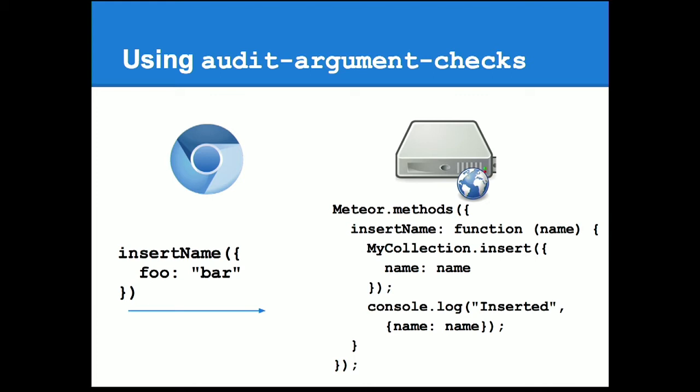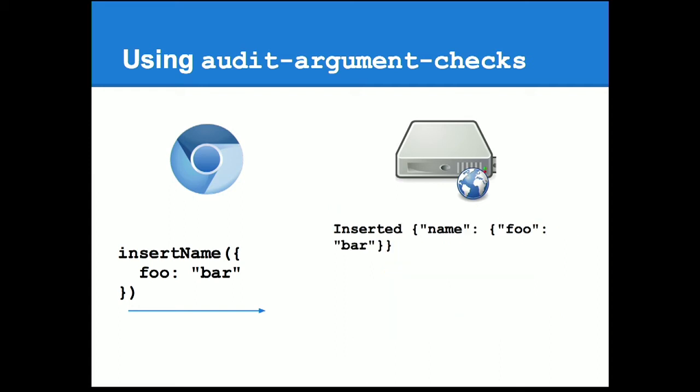Here we have a similar Meteor method, which just takes a name and inserts the name. And name is supposed to be a string, but you can see that we're calling it with an object. And if we do this, we're going to see that we inserted this weird thing into the database that has the name as an object, even though we intended it to be a string.